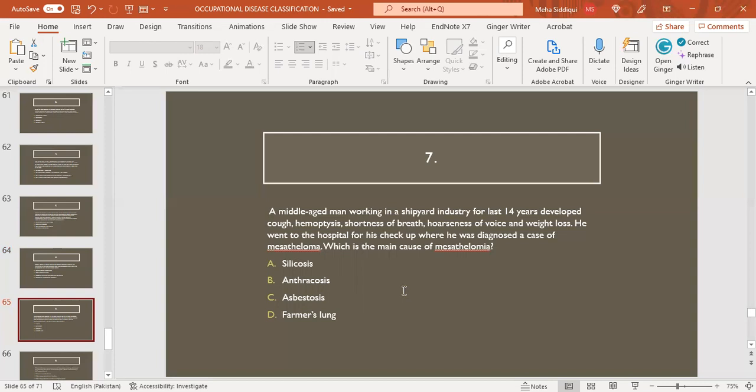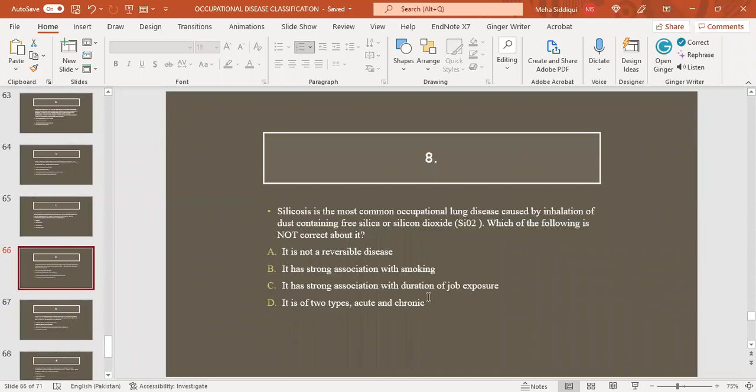C, asbestosis. Yes. The main cause of mesothelioma is asbestosis, and one of the clues for this option is that he was working in shipyard industry, so he was having exposure to asbestos.